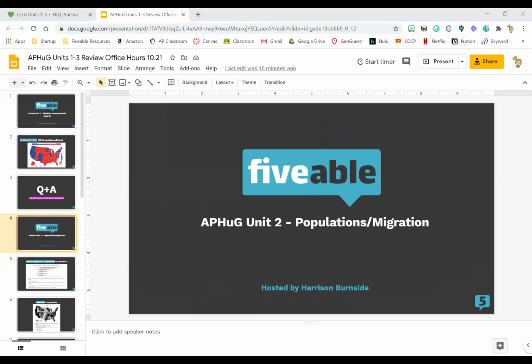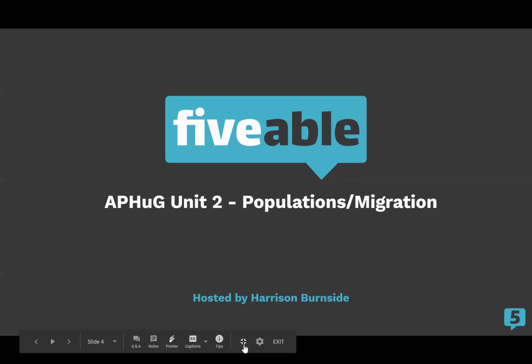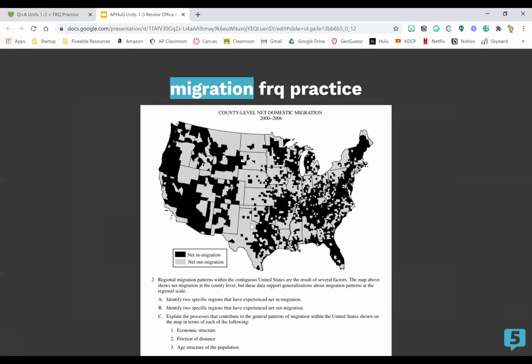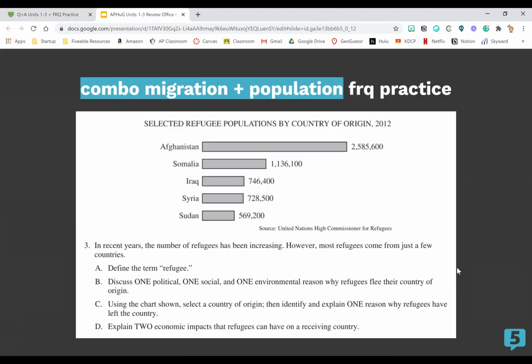Okay, here we go. So Unit 2, populations and migration. Basically, I just want to look at an FRQ together. So I want to first look at this one. It's like a population migration combo FRQ. So it says, it's looking at this graph of selected refugee populations by country of origin.